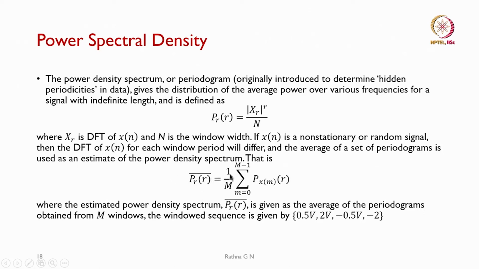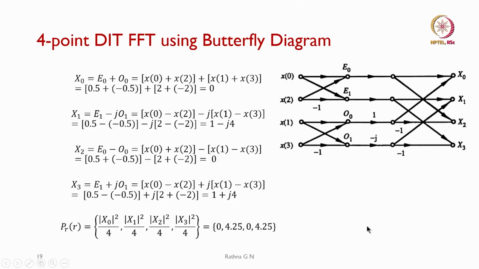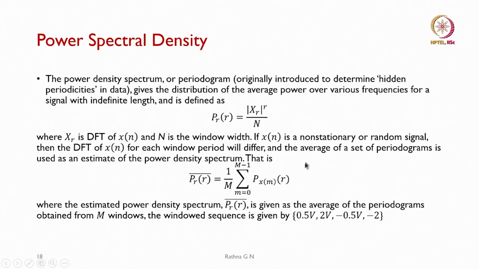So, here we are averaging over M windows, 1 by M times. P_xm(k), with m equal to 0 to M minus 1, where the estimated power density spectrum is given as the average of the periodograms obtained from M windows. The windowed sequence is given, for example, if you take 0.5 volts, 2 volts, minus 0.5 volts and minus 2, this is our x(n). We will see how we will be calculating it. So, you have been given values as minus 0.5, 2, minus 0.5 and minus 2.